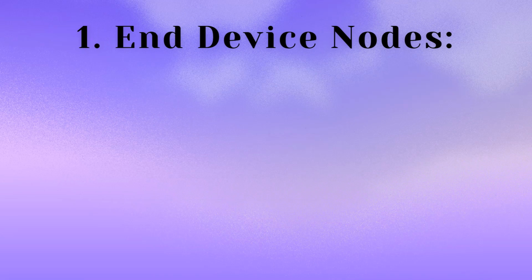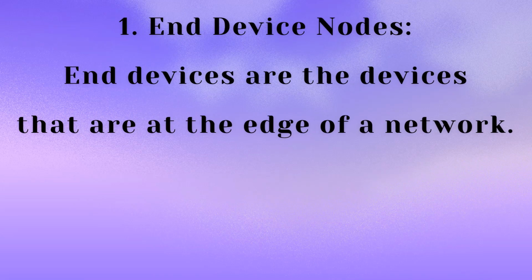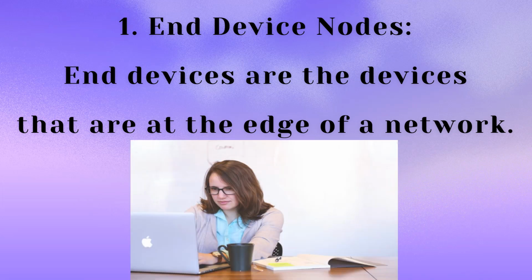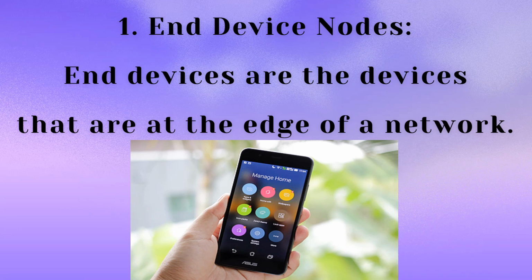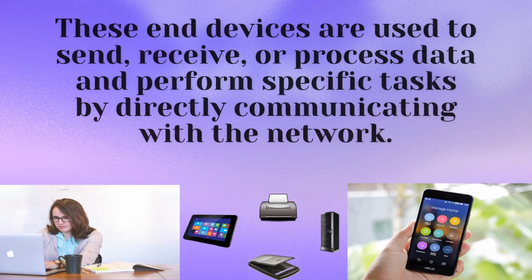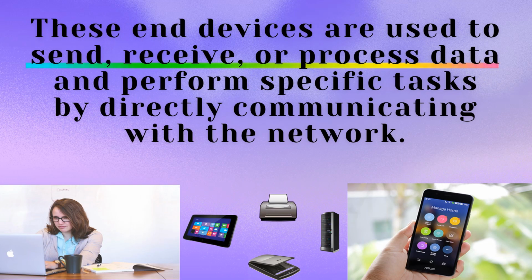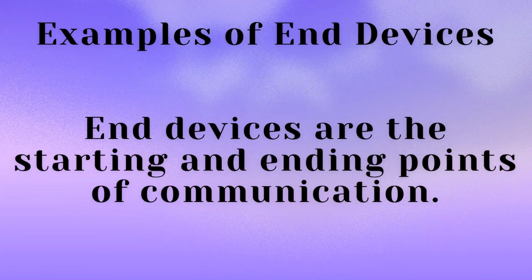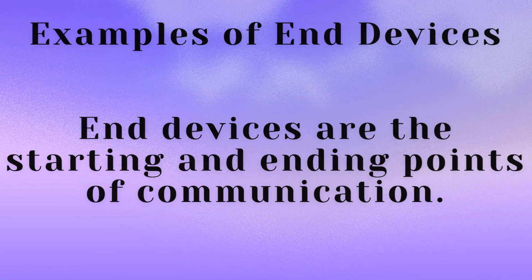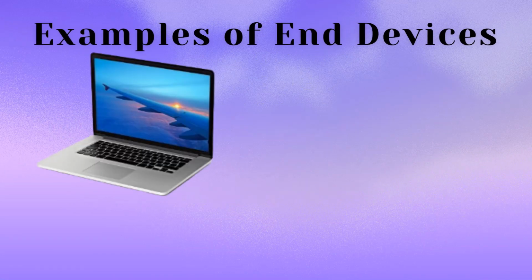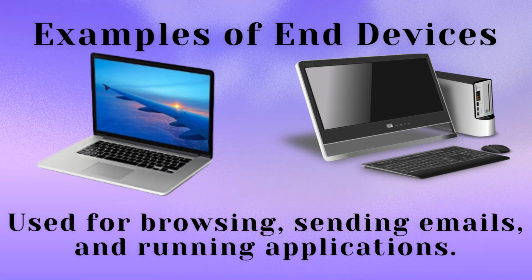End device nodes. End devices are devices located at the edge of a network. The edge of the network refers to the point where users directly interact with the network using computers, smartphones, and other devices. These end devices are used to send, receive, or process data and perform specific tasks by directly communicating with the network. Let's see the examples of end devices. Computers like laptops and desktops used for browsing, sending emails, and running applications.